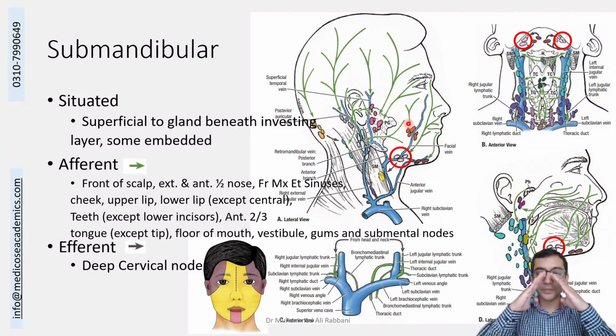So the nose, complete anterior aspect, upper jaw, lower jaw, and cheek area. All of these, and these include the face and the front of the scalp, nose, external sinuses, upper lip, lower lip, and teeth, all of these are coming into the submandibular group of nodes. Efferents go to the deep group of cervical nodes.